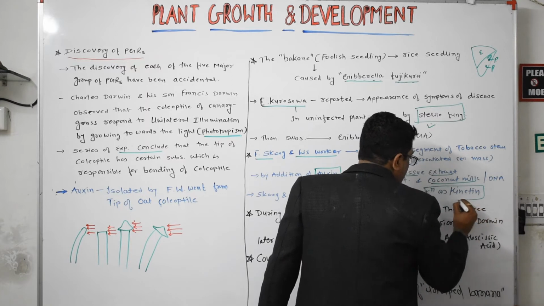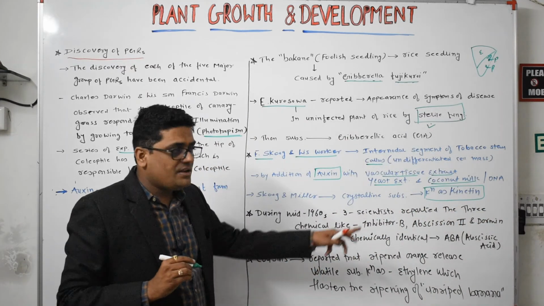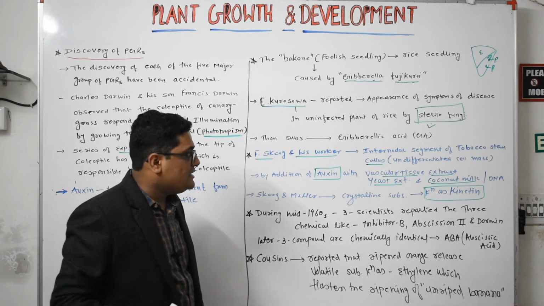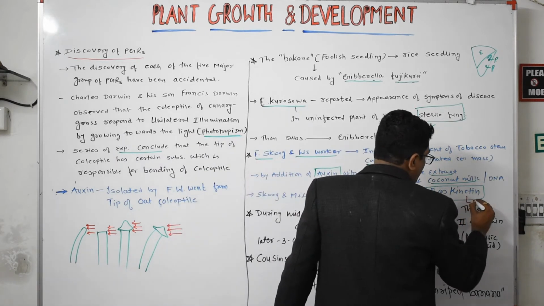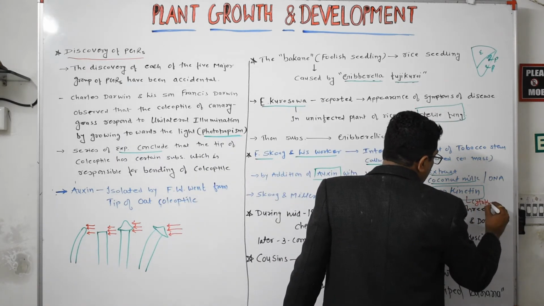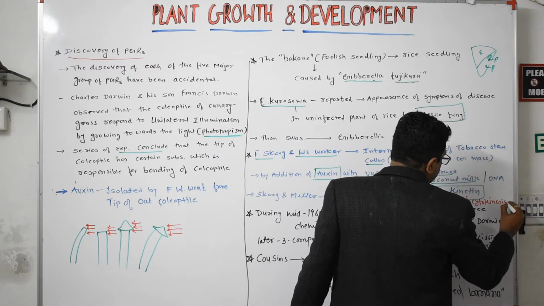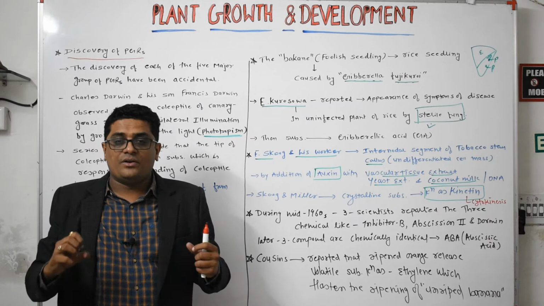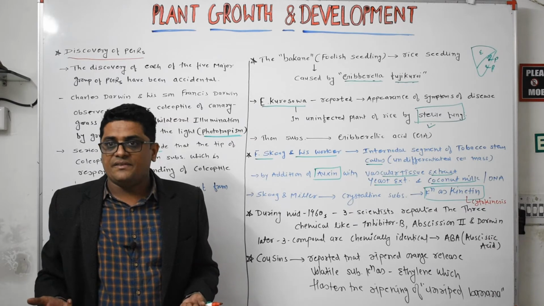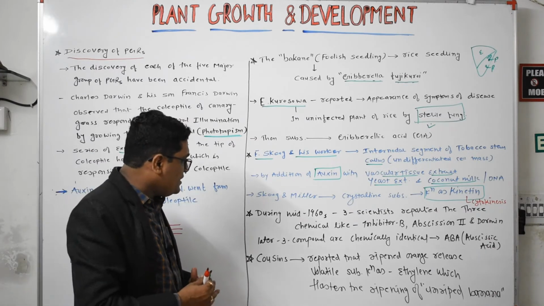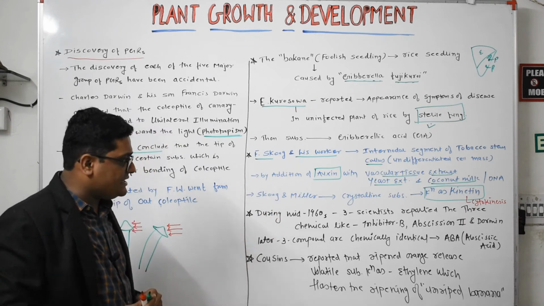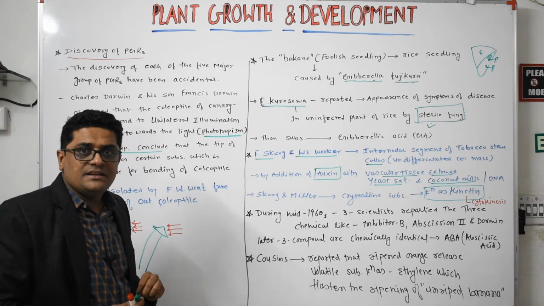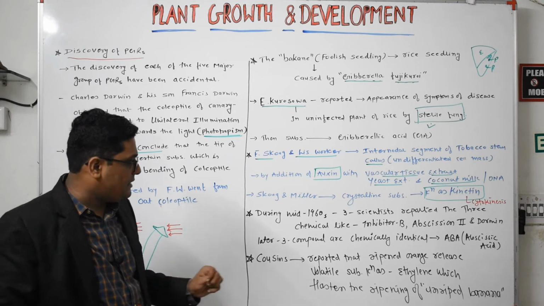This crystalline substance is called kinetin, which is responsible for cytokinesis. We know that cytokinesis is the breakdown of the cell membrane, or the division of the cell membrane, during cell division.